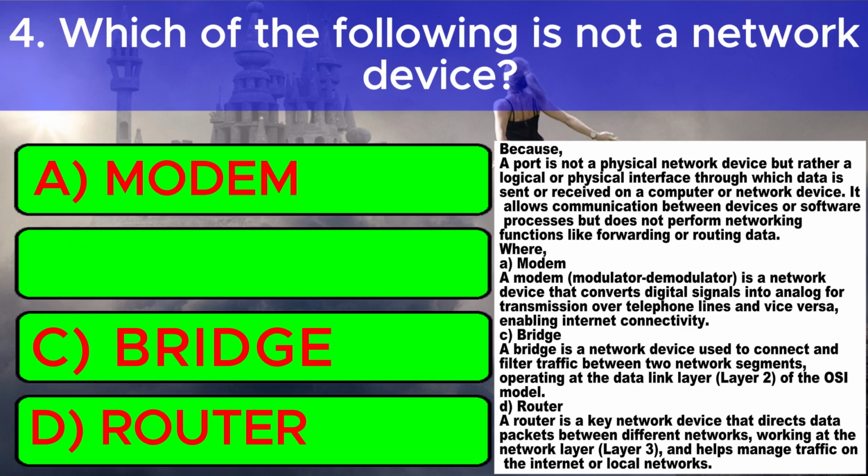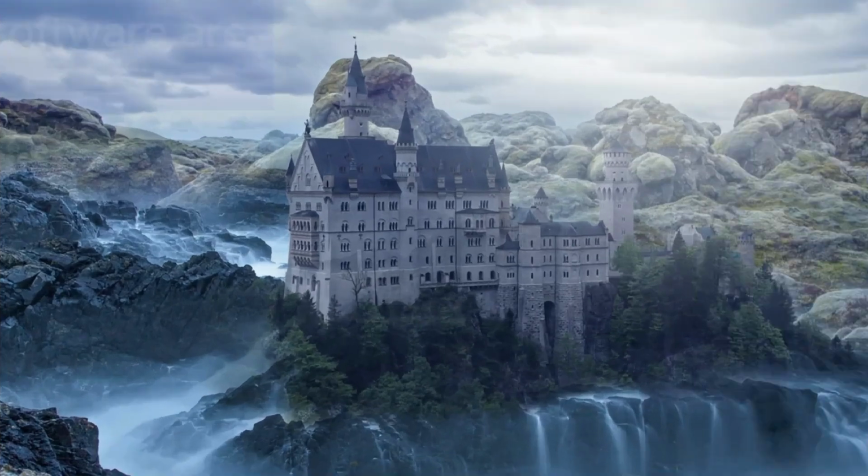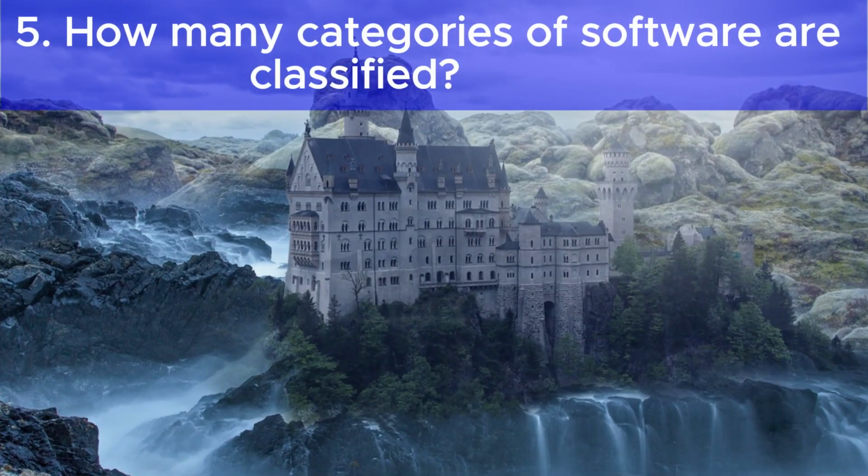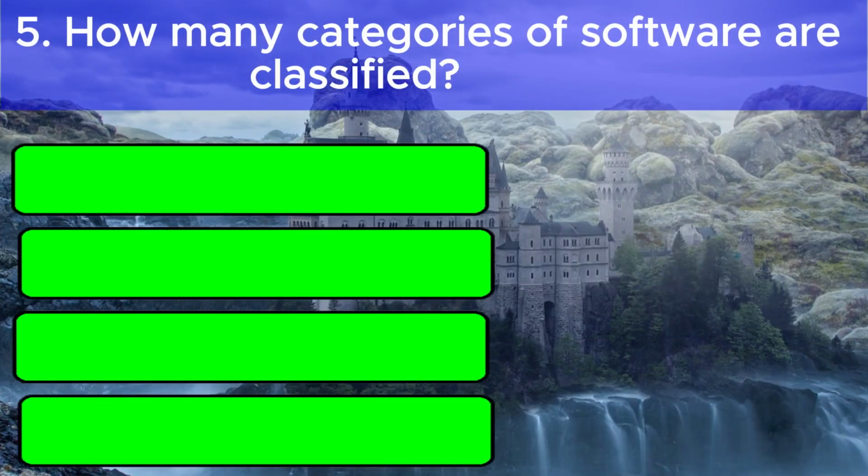D. Router. A router is a key network device that directs data packets between different networks, working at the network layer, layer 3, and helps manage traffic on the internet or local networks. Question number 5. How many categories of software are classified?